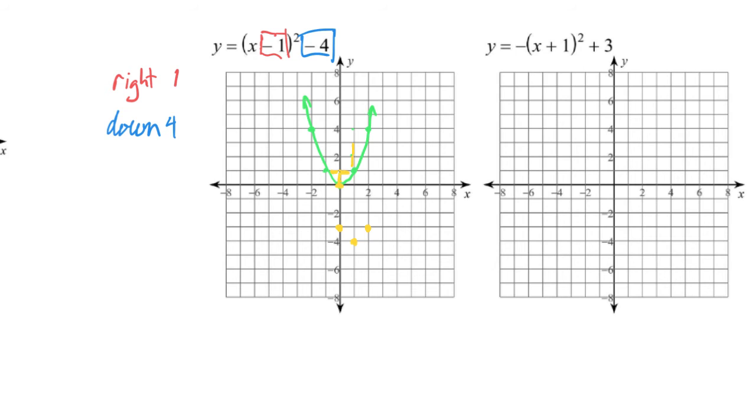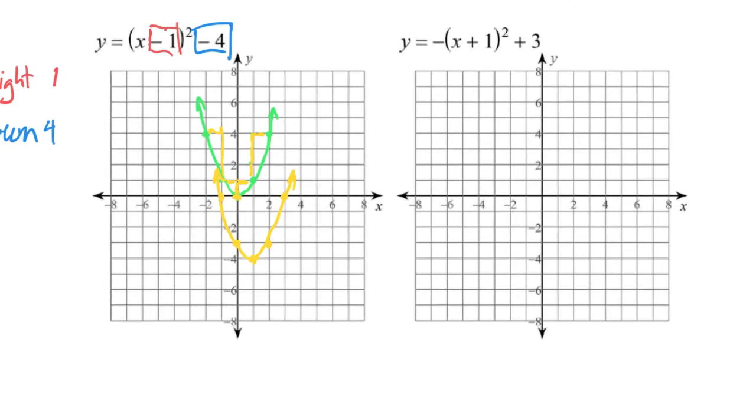Then it goes up 1, 2, 3, and then right 1. So up 1, 2, 3, right 1, and then it goes up 1, 2, 3, and left 1. So 1, 2, 3, left 1. So there we have our new graph. Okay, it's the exact same shape as the green one, but it's just moved. Okay, so that's how we would graph that one.